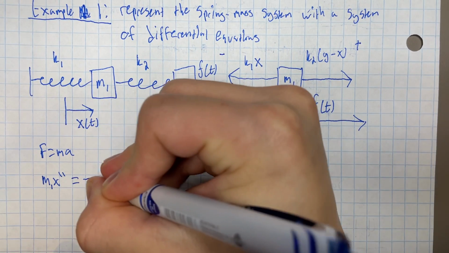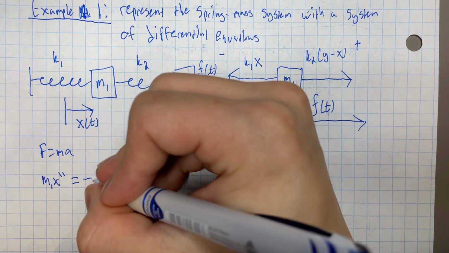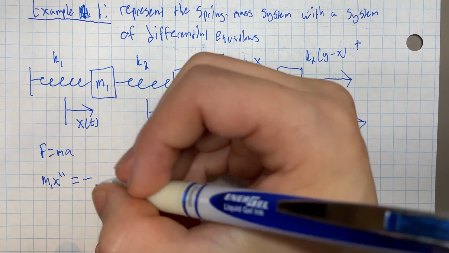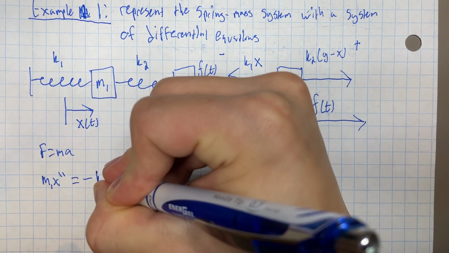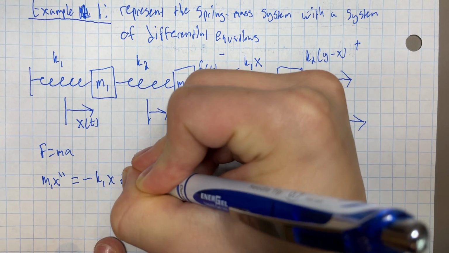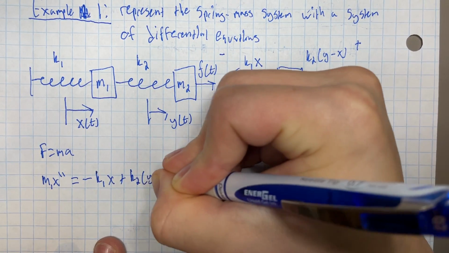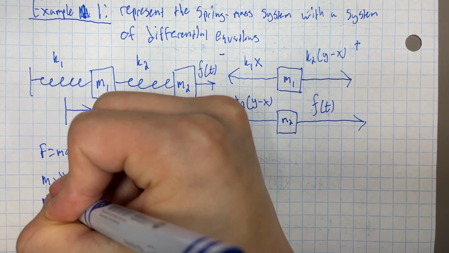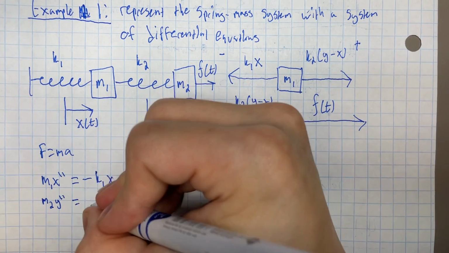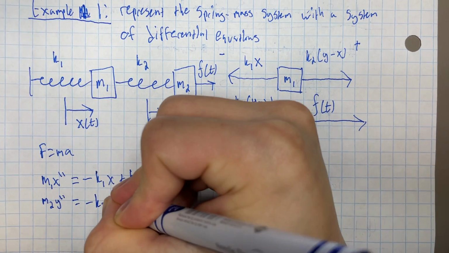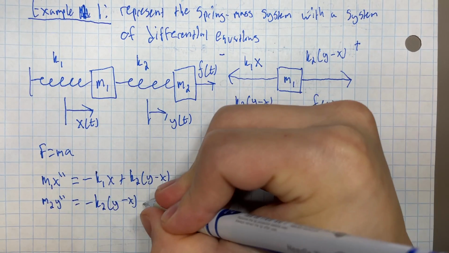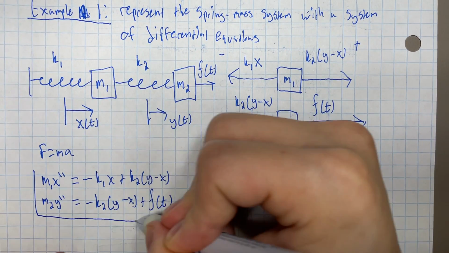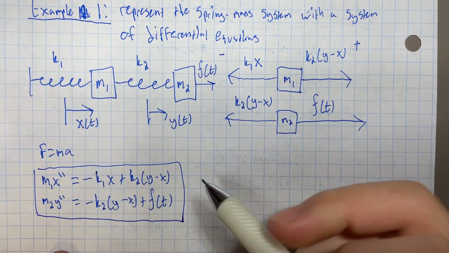So when we plug it in, we're going to get m sub 1 x double prime equals negative k1x plus k2 times the quantity of y minus x. And then for the second mass, we're going to get m2 y double prime equals negative k2 times the quantity of y minus x plus f of t. And there is our system of differential equations representing this system.